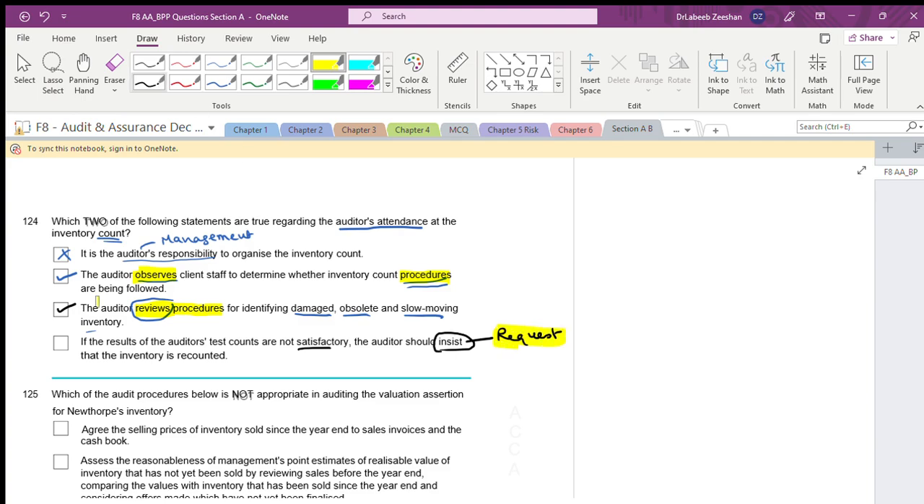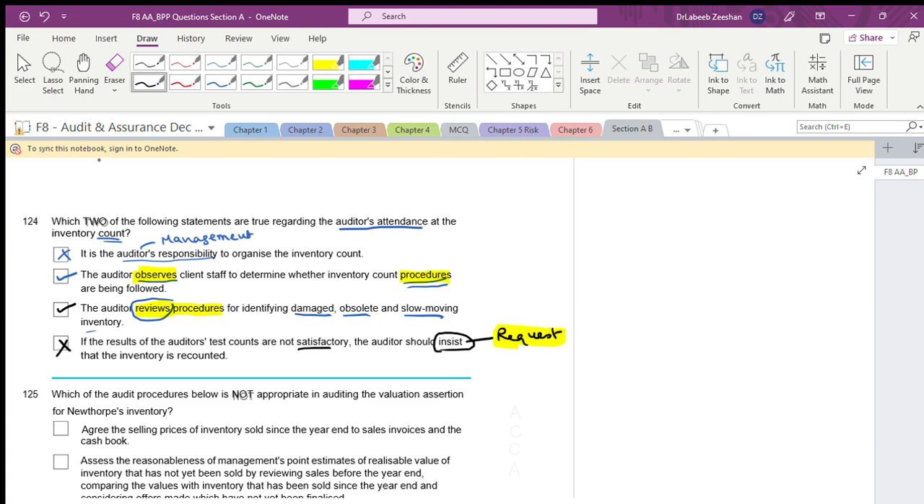This is the way we have to do it, isn't it? Whenever we are analyzing the options, we have to analyze all the options. By this, what will happen? We will have a complete view. It is not the auditor's responsibility, it is management's responsibility. The auditor will observe, the auditor will review, and the auditor cannot insist.